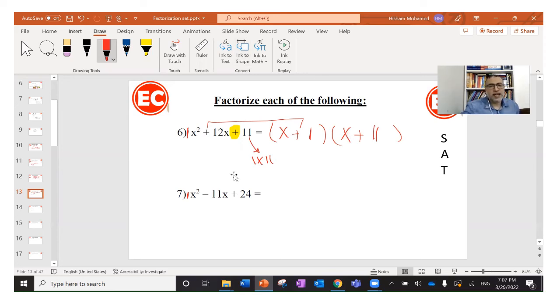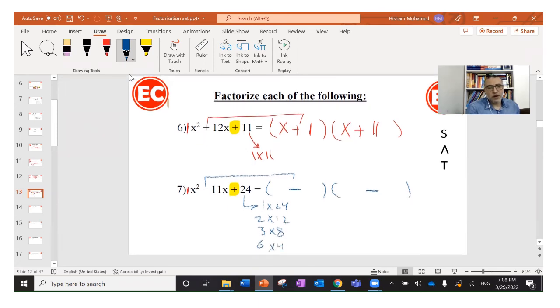Now, for the second one, number 7, the last sign is positive here. So I'm going to open two brackets, and both of them take the sign of the middle, negative and negative. Two numbers whose product is 24. I have 1 by 24, 2 by 12, 3 by 8, and 6 by 4. Which couple of numbers has a sum equal to 11? I will figure out that it's 3 and 8. So x and x, 3 and 8. And it doesn't matter where the 3 and the 8 go.